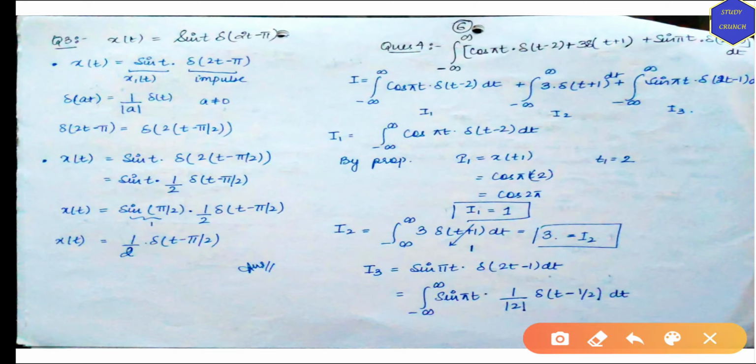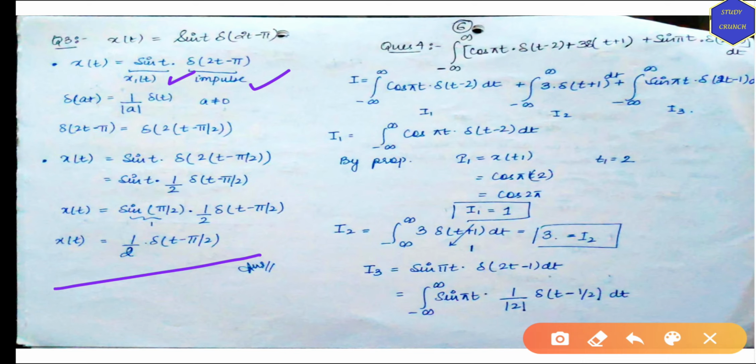Next, x of t is equal to sin t into delta of 2t minus pi. We'll be having sin t as the first function, and this is the impulse function. So delta of at is equal to 1 by modulus of a into delta t. So again solving this, we'll be getting half of delta of t minus pi by 2.